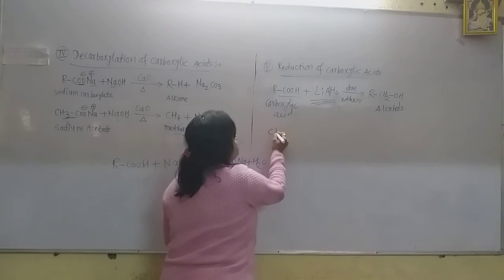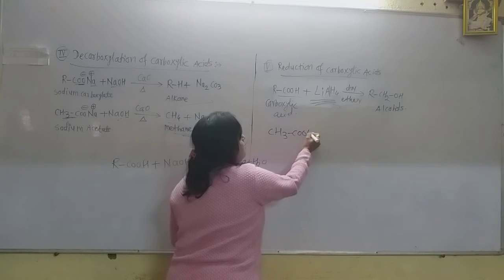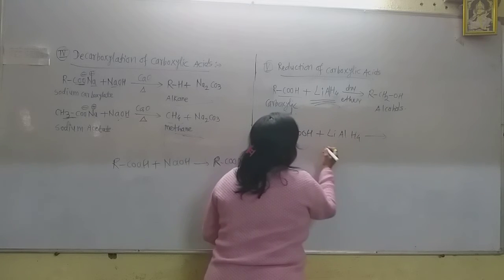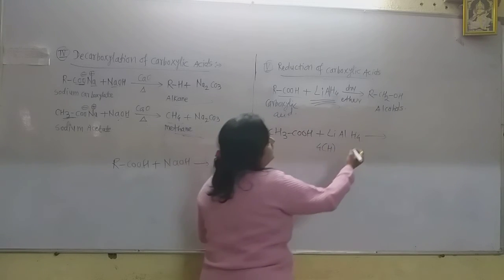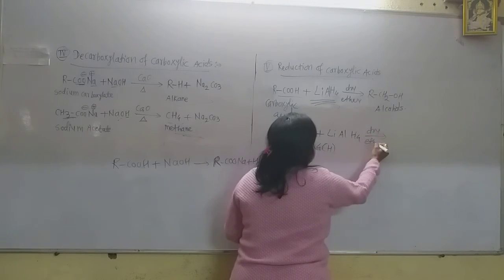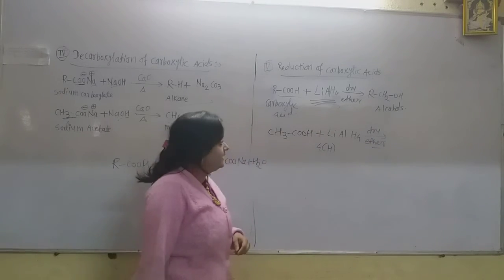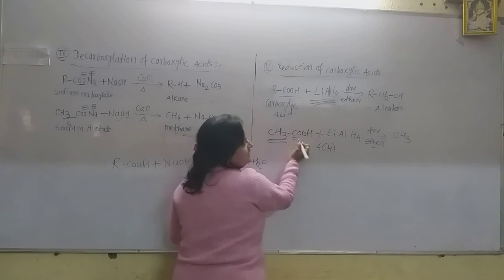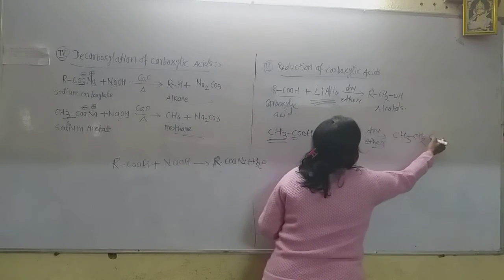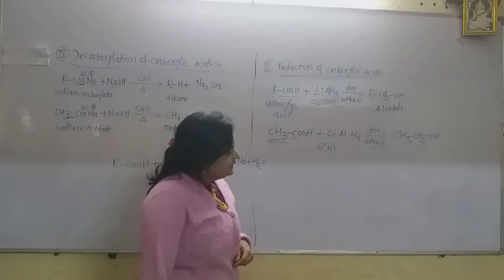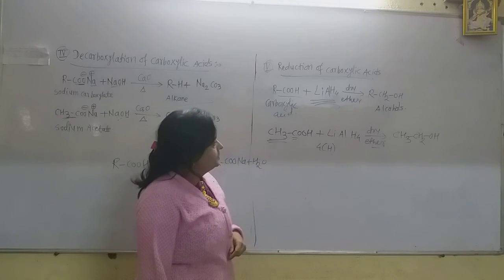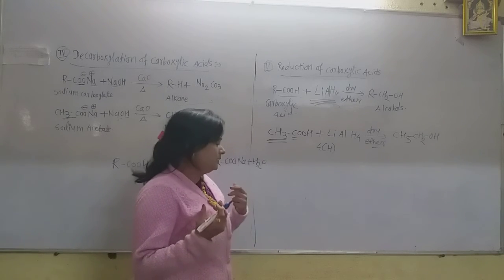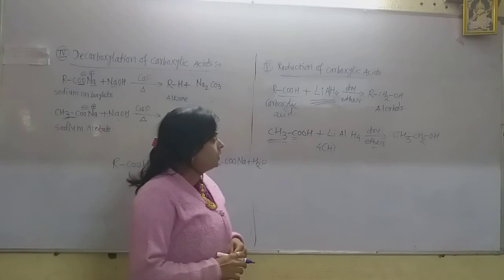If we take the acetic acid here, CH3COOH plus lithium aluminum hydride, you can write here 4H, nascent hydrogen. Now, in the presence of dry ether, this reaction is carried out, and there is formation of CH3. As it is, this C is converted into CH2 and OH is there. In this way, ethyl alcohol is formed. As a byproduct, there may form the water molecule, that is not given here.